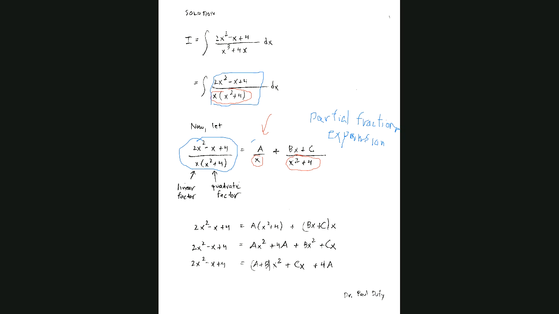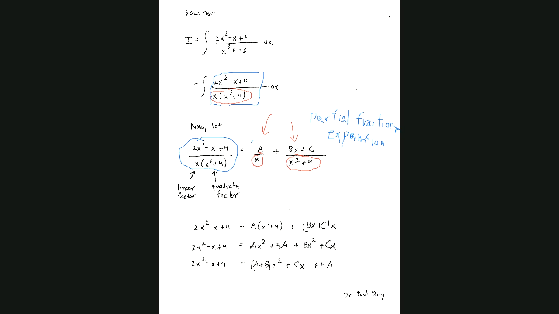But I have to put numerators in. Well, x is what's called a linear factor. It's of degree 1. And so in the fraction, I have A over x, because A is going to be some constant. A is 1 degree less than x in terms of degrees of polynomials. x has degree 1, a constant has degree 0.